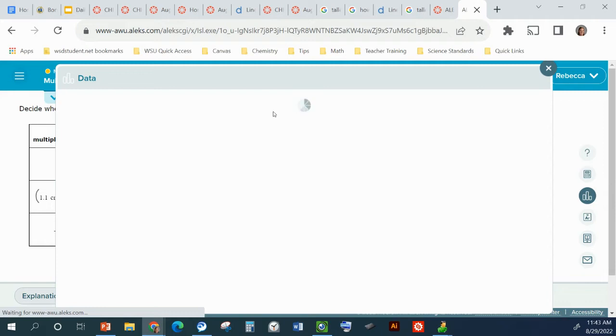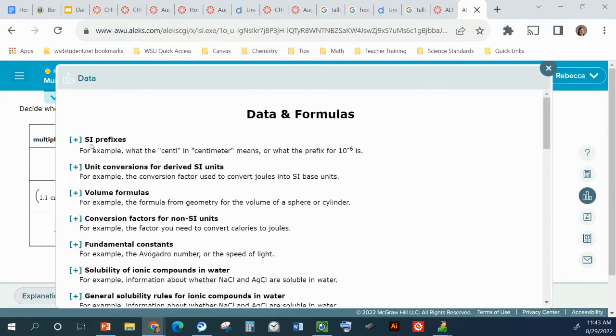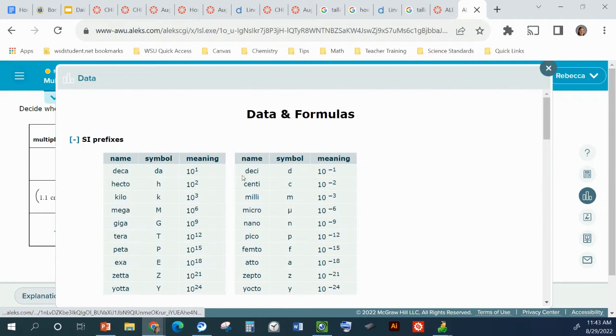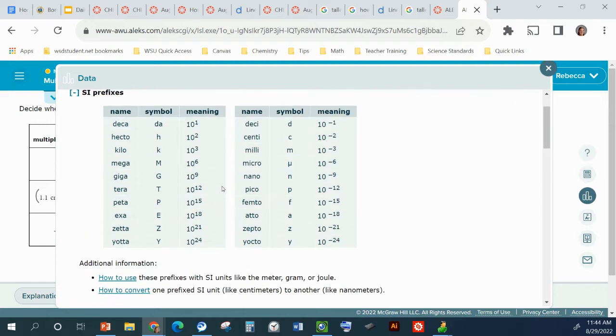It takes a minute to load, and then there's different topics here. This SI prefixes is a table of different conversions. So how many is a deca? Well, that's 10 to the 1. That's 10. Hecto is 10 to the 2. This is something you don't have to put on your note card because it's in ALEKS. This will also be there on the test for you. Okay, let's go back to our slide.